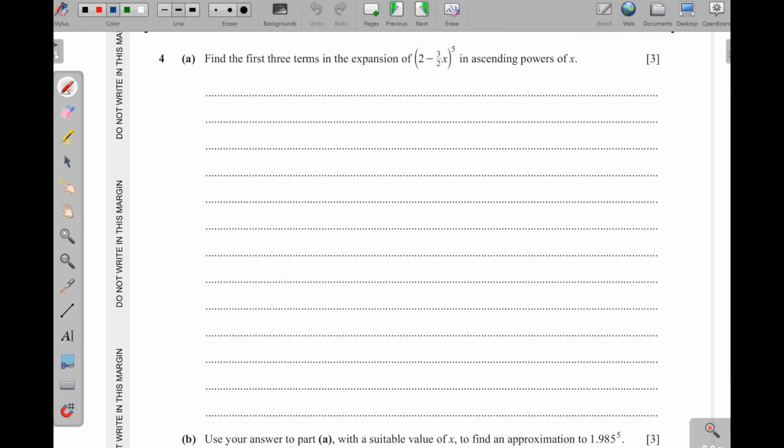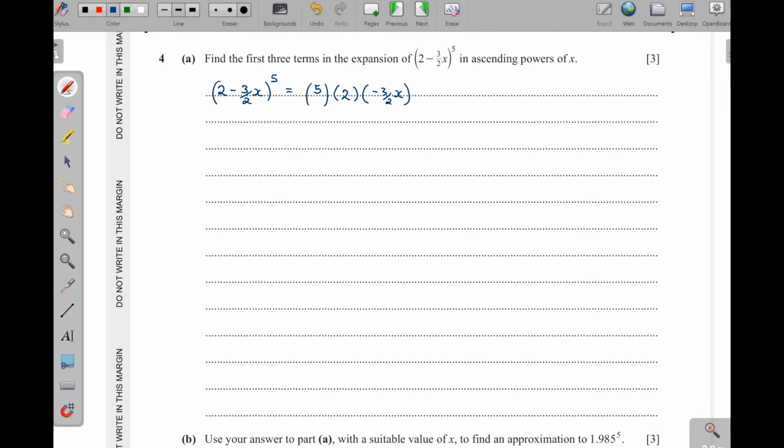Question 4 part A is coming, this question 4 is coming from binomial expansions. So part A, find the first 3 terms in this expansion here in ascending powers of x. Now we have 2 minus 3 over 2 of x, then power 5. When we are expanding these terms, we have n, which is 5 for this case, then combination something. Then we have the terms are 2, which is binomial. So the bi means 2, nomial terms, you get it, 2 terms binomial. Then the other term is negative 3 over 2 of x.